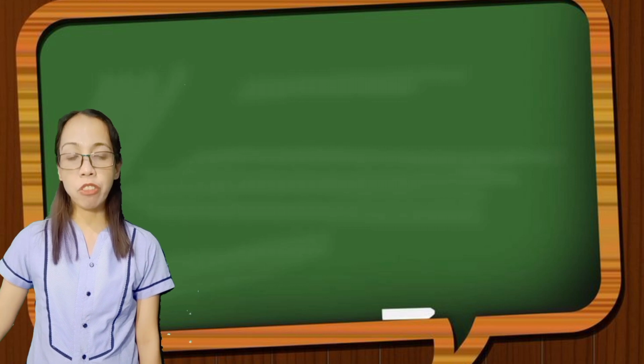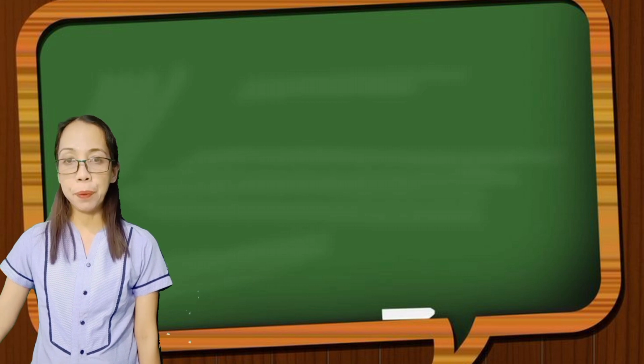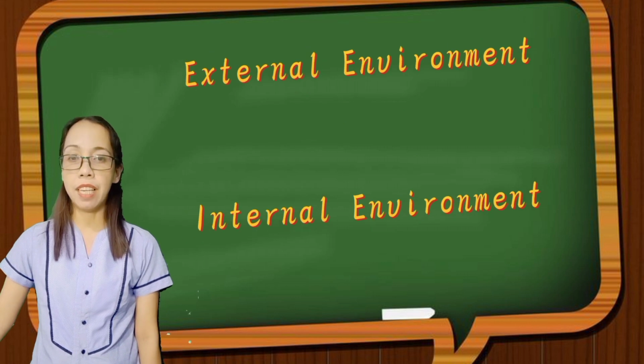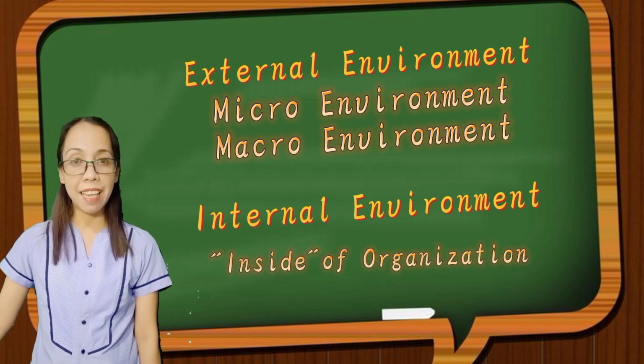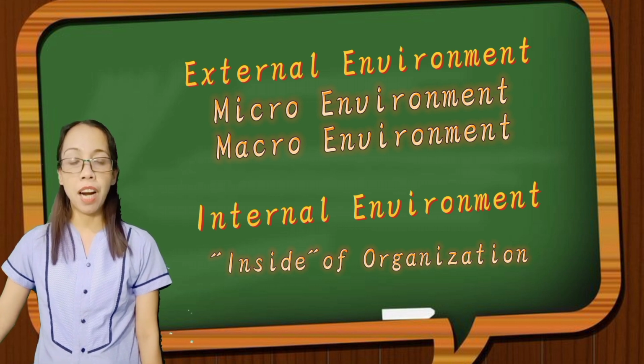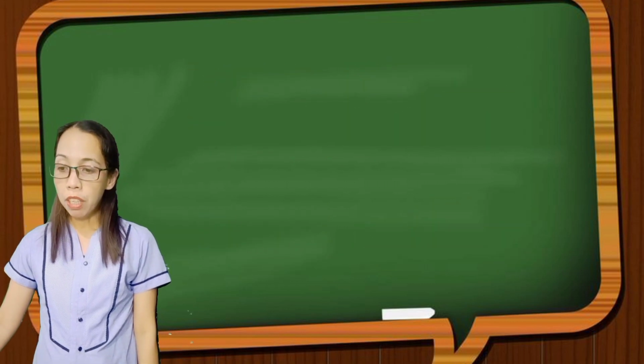So, do you have any question regarding our business environment? Again, for the review, there are two types of business environment, the external and internal environment. The external environment is composed of micro and macro environment, while the internal environment directly influences the organization inside, those people who are directly within the organization. So, do you have any queries?